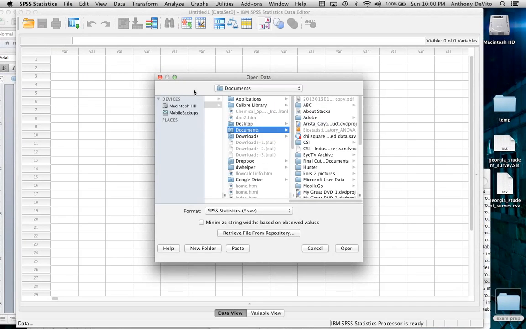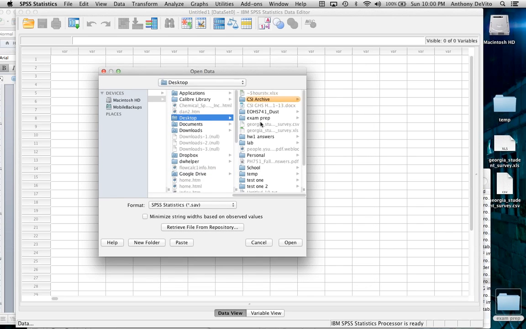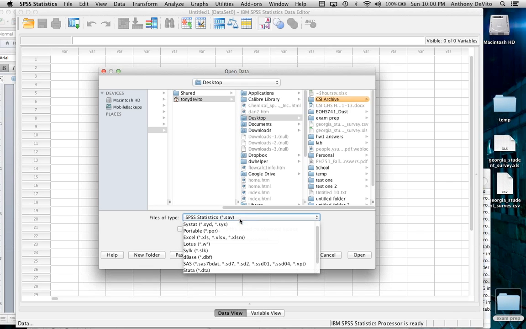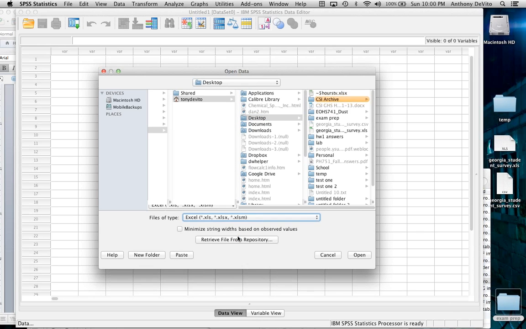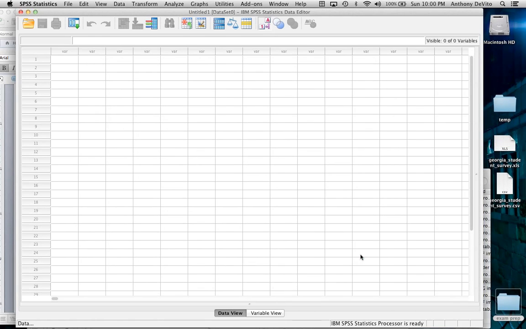Okay, and I'm going to open a file that already exists. Say the file's on my desktop. I know that because I just saved it there. And I know that file is an Excel file, so I'm going to tell it to look for Excel files. And sure enough, there's my Georgia student survey as my Excel file. Okay, I'm going to click that file and say open.